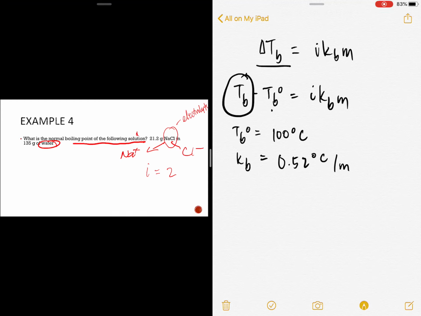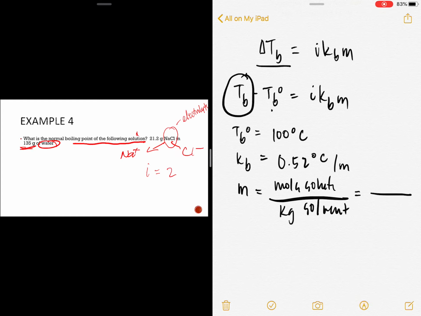Now, you are looking for this term, the boiling point of the solution. Now, the m, or the molality, we still don't have a value for that, so you need to solve for that. And the formula is this, moles of solute over kilograms of solvent. For the kilograms of solvent, it's easy, just convert the grams. How do you do that? You divide it by 1,000. So this becomes 0.135 kilograms.